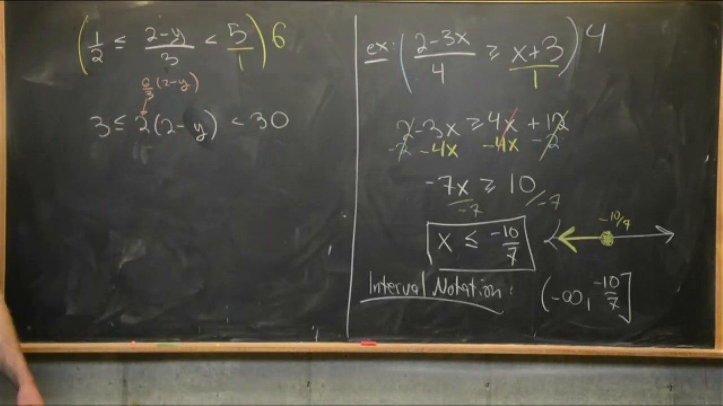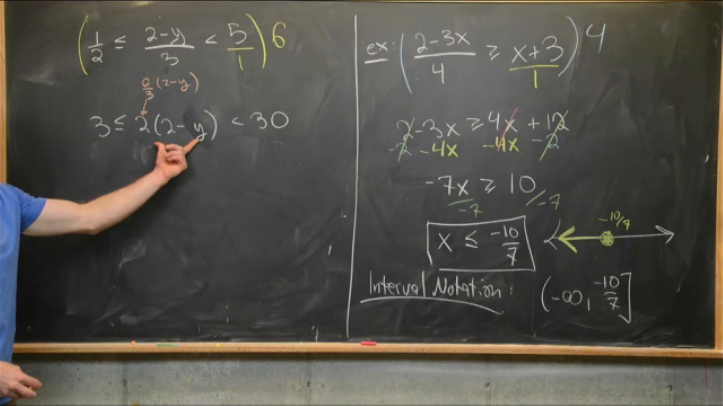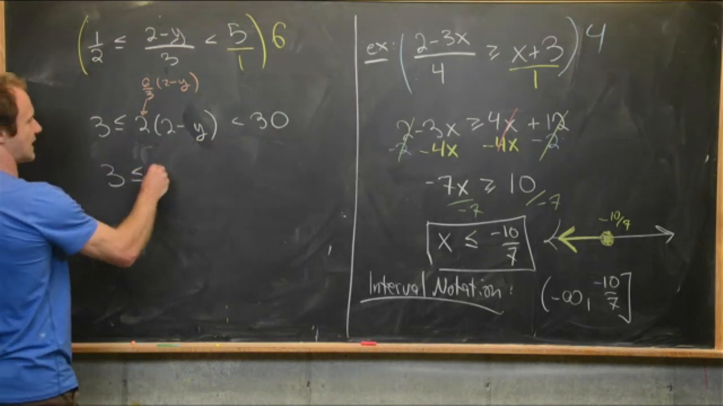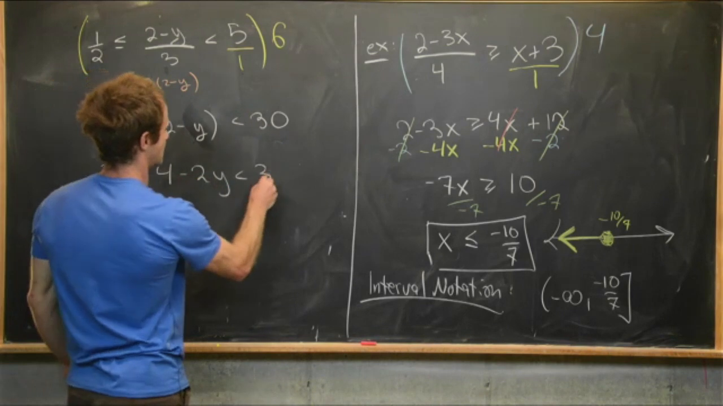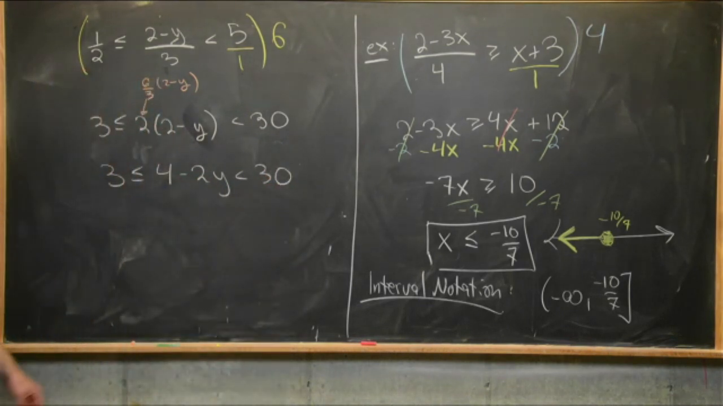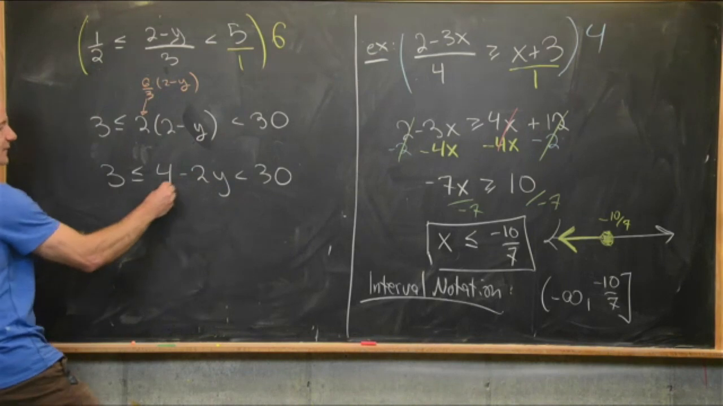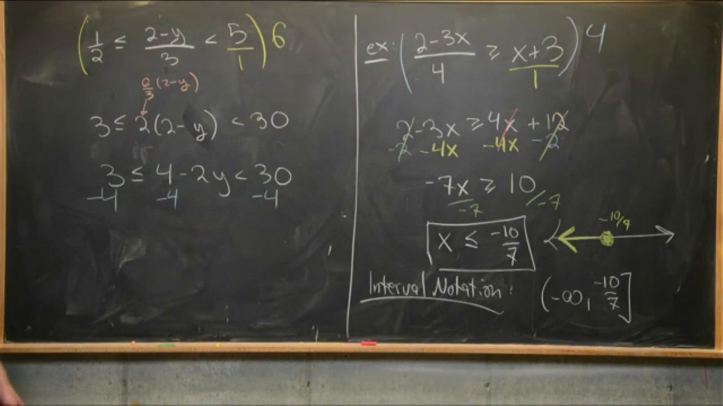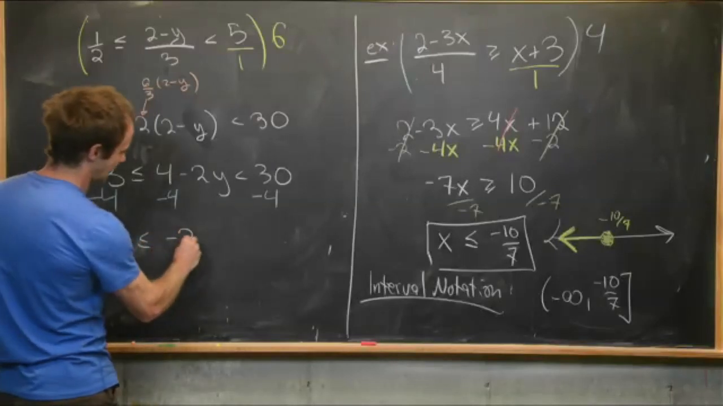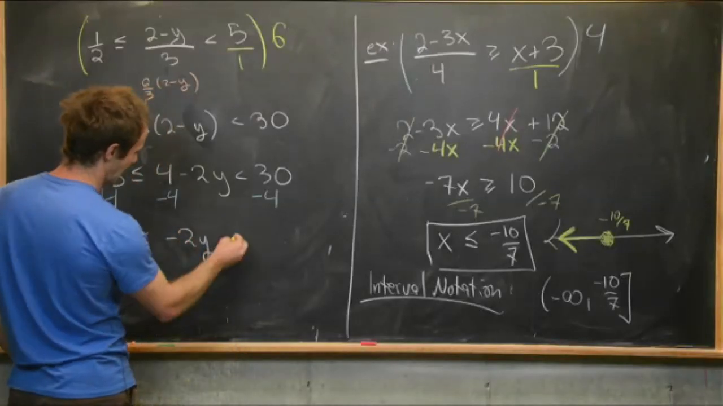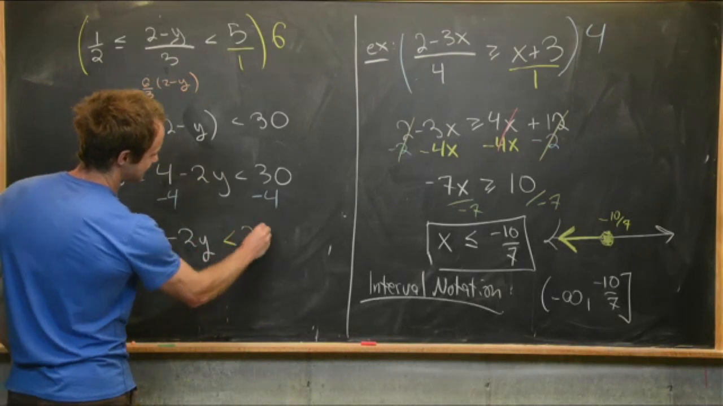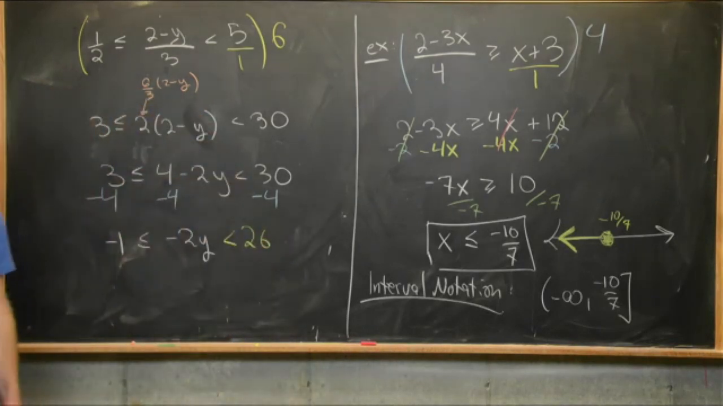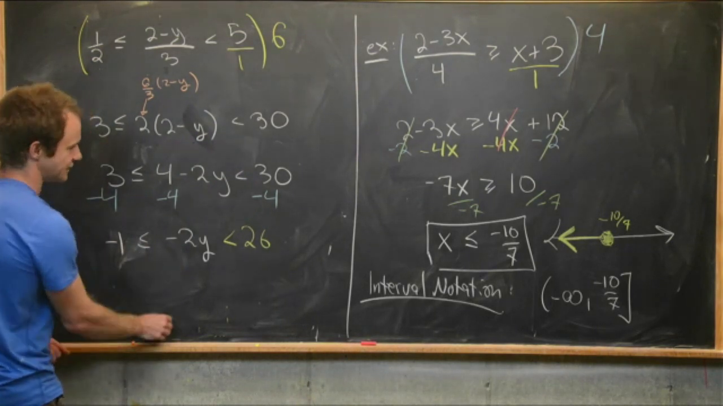So now we've got this, still a compound inequality. We can distribute this stuff on the inside. That'll give us 4 minus 2y, and then the other 2 sides are unchanged. Now we can start subtracting 4. So we'll subtract 4, but we have to do that from all 3 portions of the inequality. That leaves us with a -1 over here, a -2y over here, and then a 26 over here. Now we do one more thing. We've got to divide by -2.